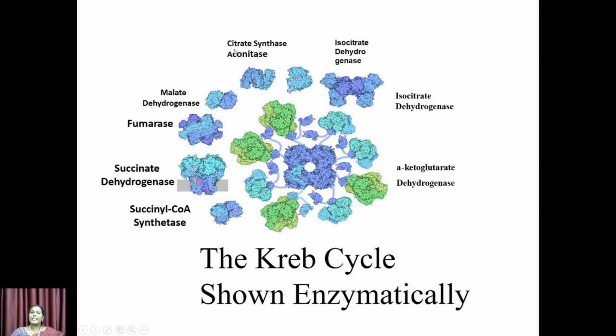First one, citrate synthase, aconitase, isocitrate dehydrogenase, alpha-ketoglutarate dehydrogenase. Next one, succinyl-CoA synthase, succinate dehydrogenase, fumarase, malate dehydrogenase.